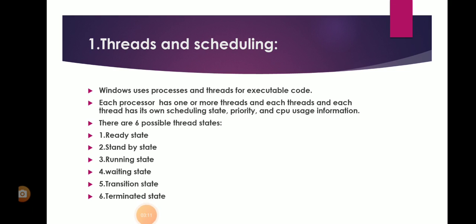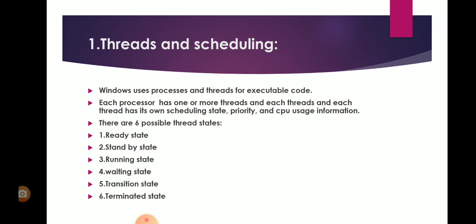Ready state: the thread is waiting to run. Standby state: the highest priority thread is moved to standby state and it is scheduled as the next thread for execution. Running state: the thread is executing on a processor. A thread is in the running state till it is preempted, or it is terminated, or its time slice elapses.